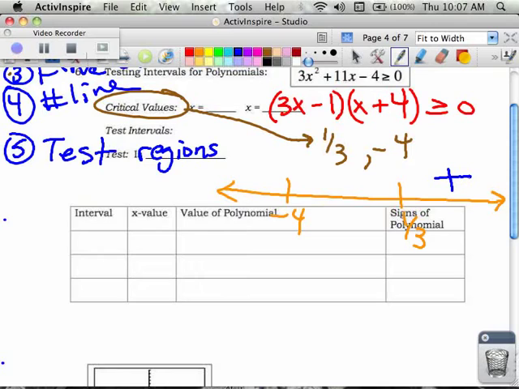Plug a 0 in for x. 3 times 0, 0, minus 1, negative 1. What kind of number is that? Negative. That's all we care about. It's negative. Plug a 0 into the second parentheses. 0 plus 4, positive. It's a positive number. Negative times positive is a negative number. This region, whether I picked -3, -2, -1, 0, they're all going to be producing negative values when I put that number in.